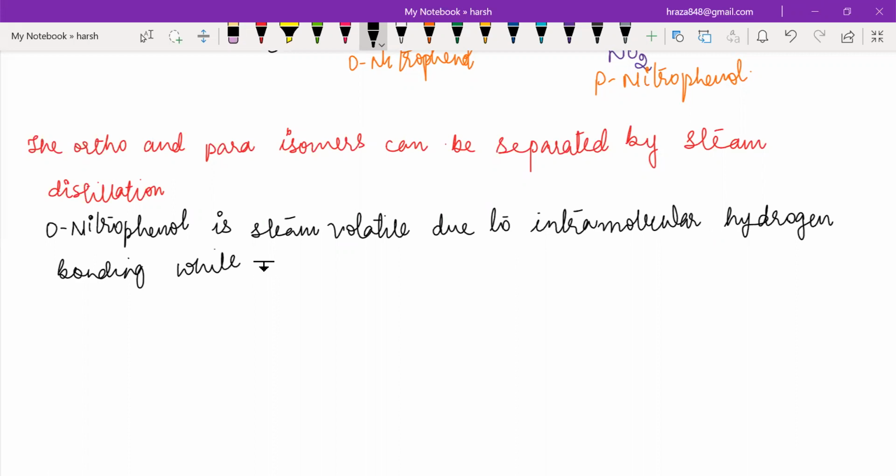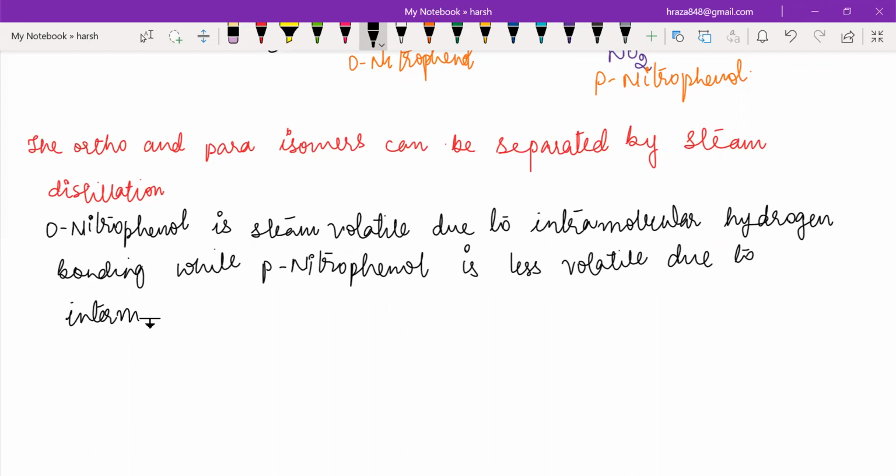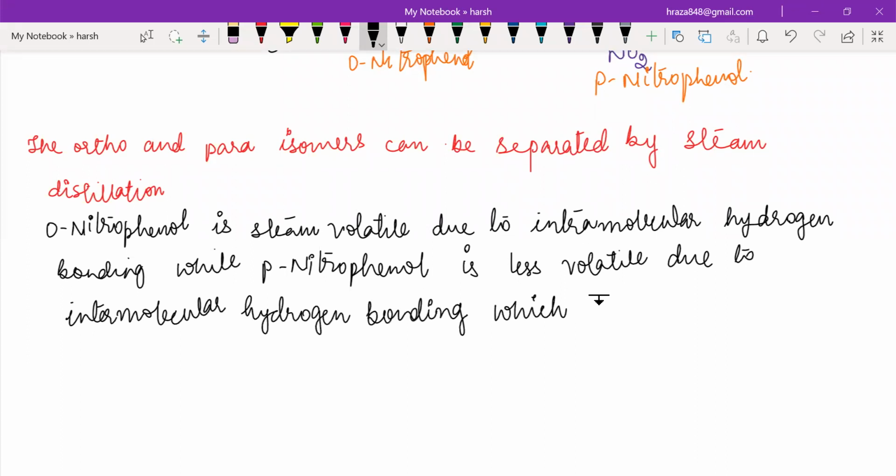While this p-nitrophenol is less volatile, that means basically more stable, due to intermolecular hydrogen bond. So can you tell me what is intramolecular hydrogen bonding and what is intermolecular hydrogen bonding?